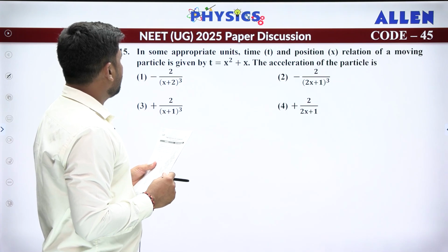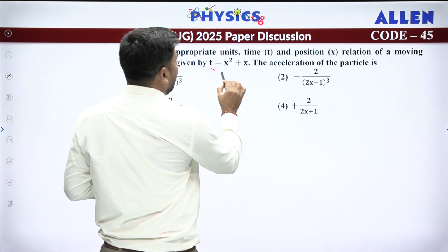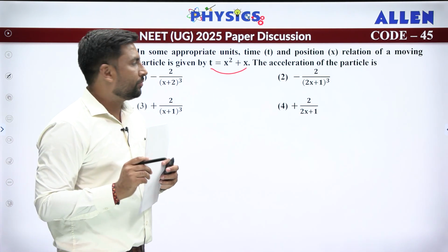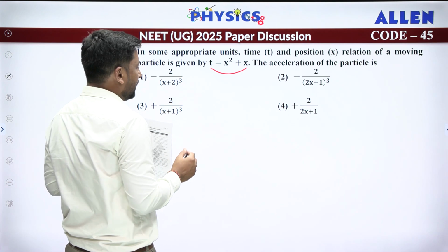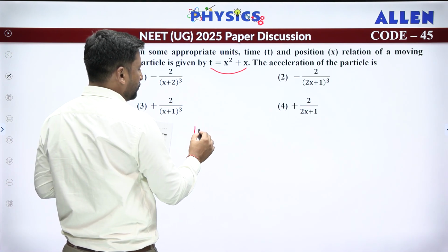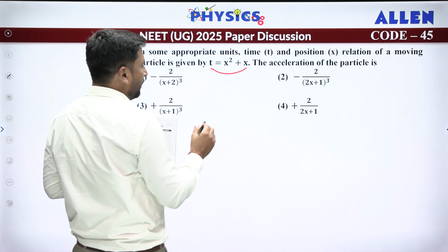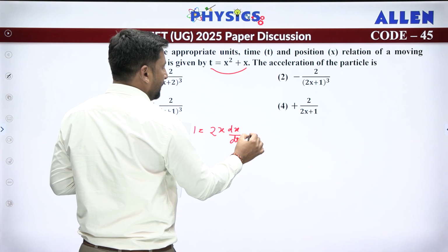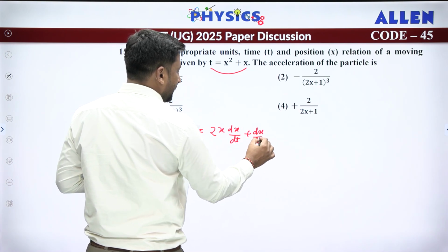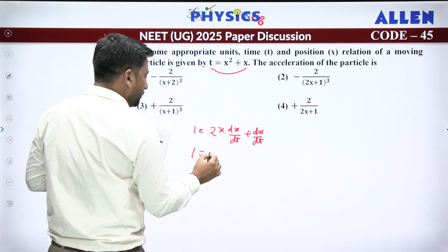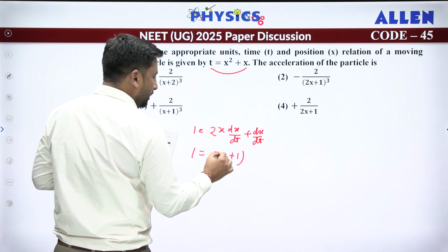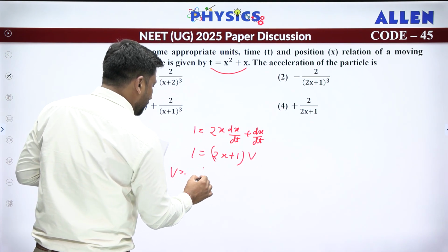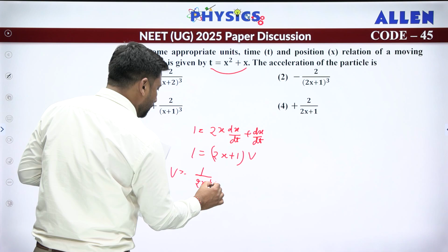Now let's move to the next question. It is given to us that t as a function of x is given. We have to find the acceleration of the particle. So what we can do is differentiate it once here. So we can say 1 equals, we are going to differentiate with respect to t. That becomes 2x dx by dt plus dx by dt. So dx by dt is v. So we can say here 1 is equal to 2x plus 1 into v. So v we can write as 1 divided by 2x plus 1, that we got.